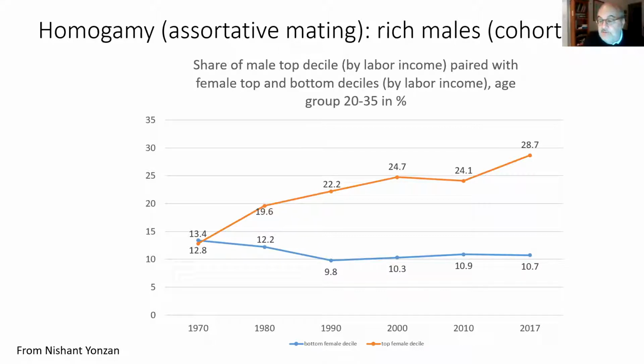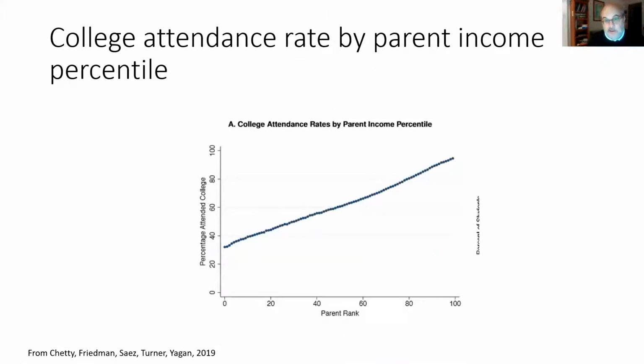But it does mathematically increase inequality because you have people of the same status, same wage, same education, marrying each other, and obviously people who are very highly educated and have high wages, by marrying each other, would increase inequality.